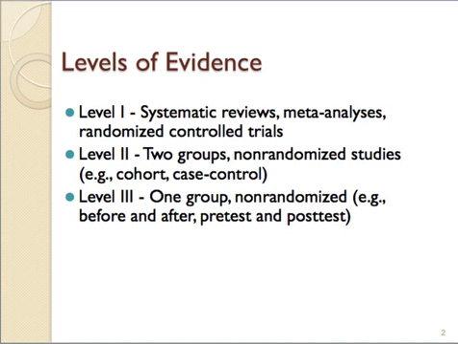Level 1, at the highest level of evidence, are the systematic reviews, meta-analyses, and randomized control trials. Level 2 are the two-group non-randomized studies, such as cohort and case control, or just basically non-randomized control trials. Level 3 are the one-group non-randomized studies, such as before and after studies, and pretest and post-test studies.